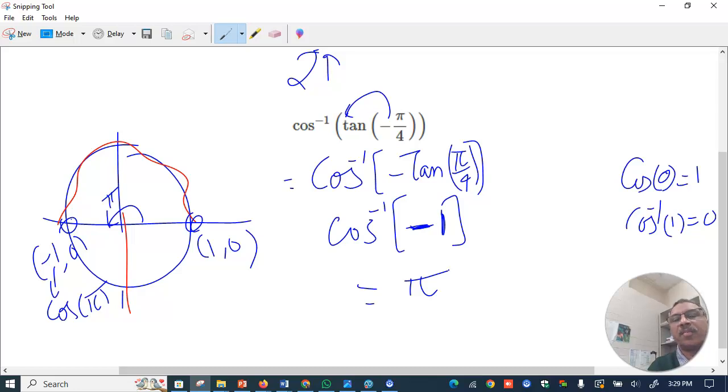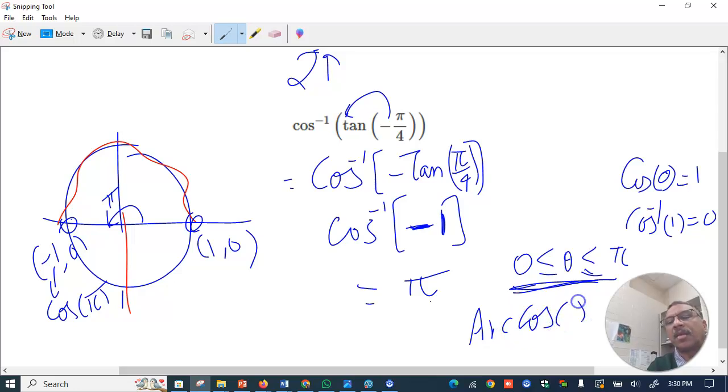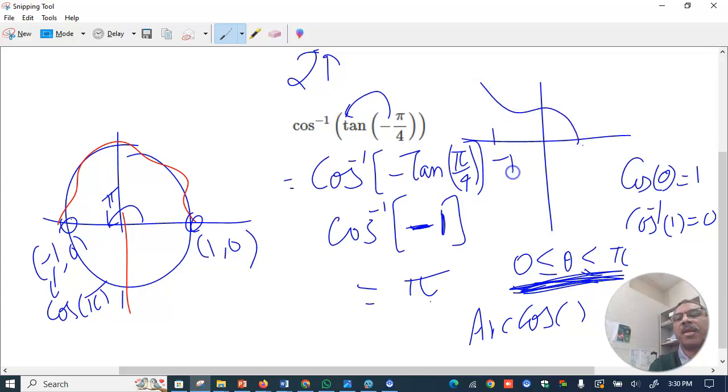The answer pi is in the range of the angle theta. So this answer is correct because the range of arc cosine is this one. Last time I showed you that it goes something like this, from minus 1 to plus 1, until pi here. Hope that helps. I'm going a little faster because of the time.